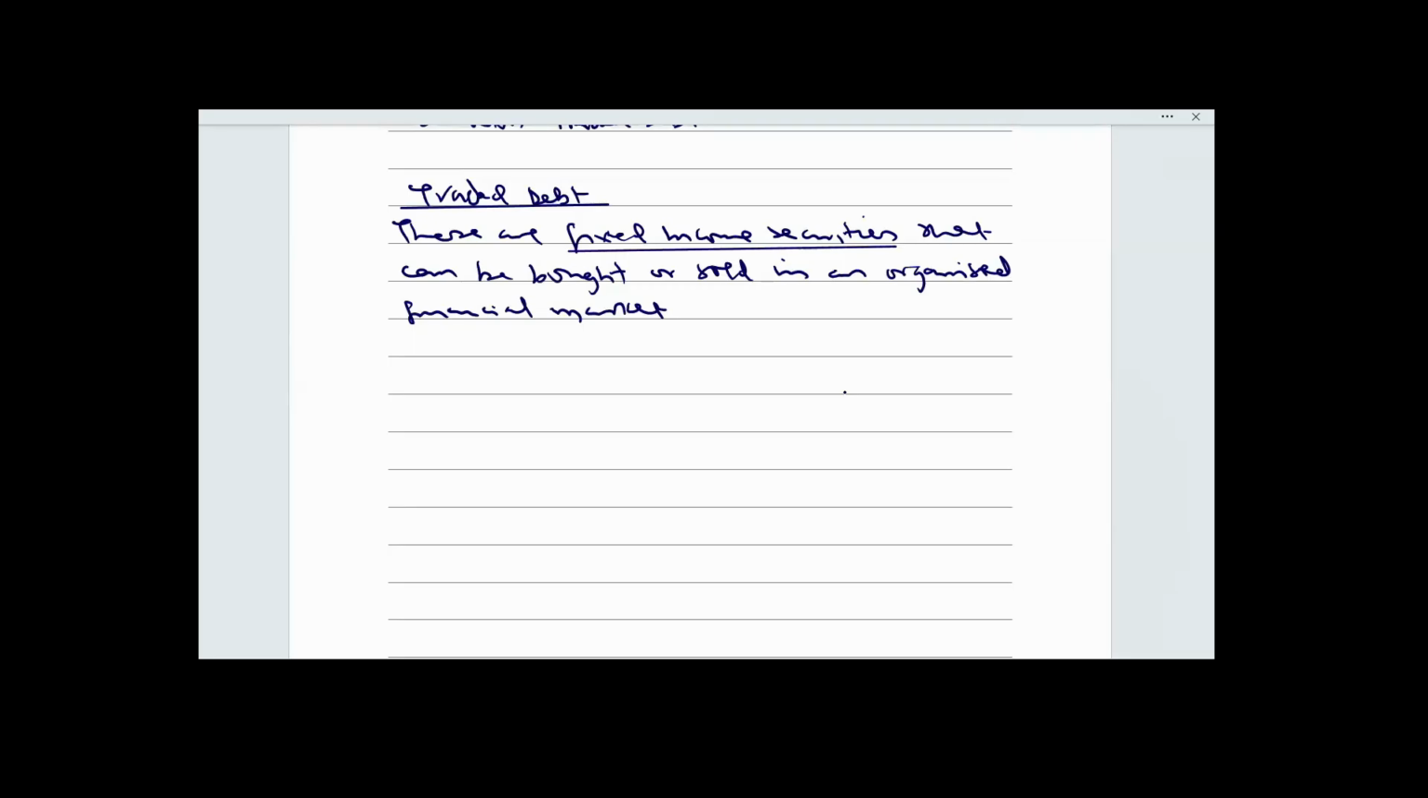Examples include bond, debenture, or loan notes. So these are examples of fixed income securities. When you look at a bond, the bondholder is entitled to fixed interest from the investment or from the company.